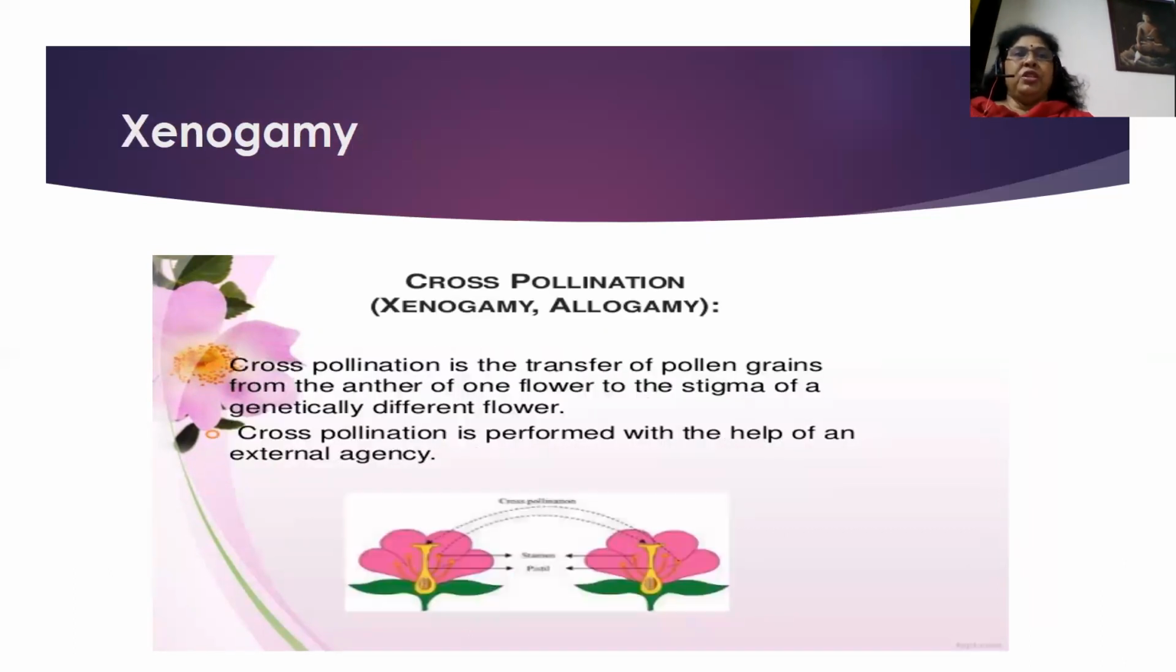Then comes cross-pollination or xenogamy. It is the transfer of pollen grains from the anther of one flower to the stigma of another flower present on another plant but of the same species. Xenogamy requires pollinating agents. Even geitonogamy requires pollinating agents.